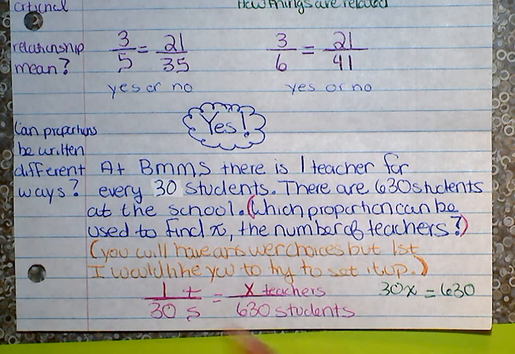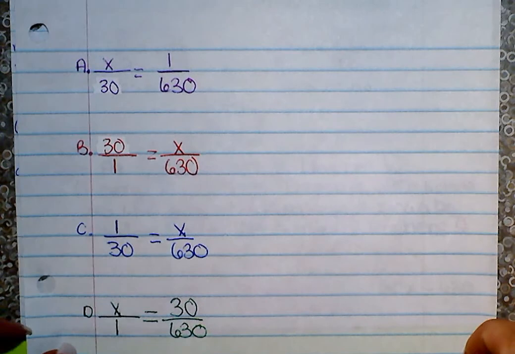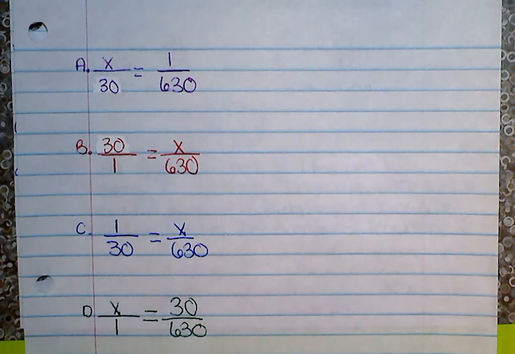So we do cross product: 30x equals 630. And remember, we make our equation to help us figure out which one is the correct one. You might need to look at your question again. Okay, so here are your answer choices. What I want you to do is look back at what we did in class today to see if you can figure this one out.